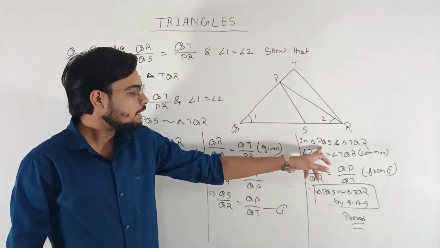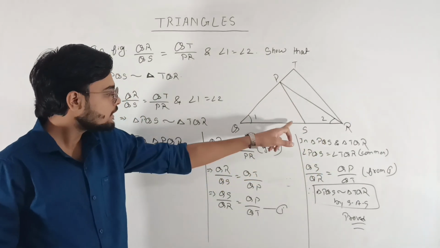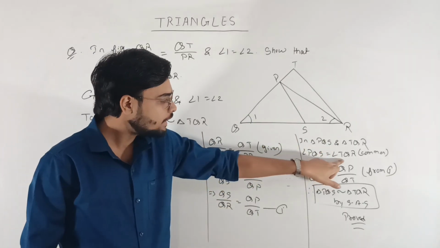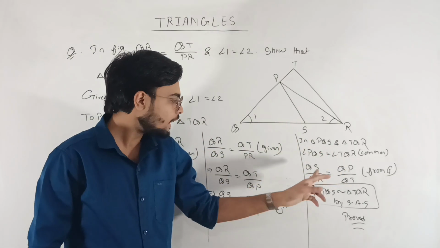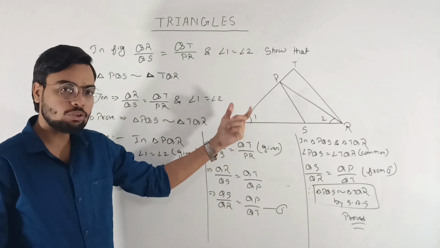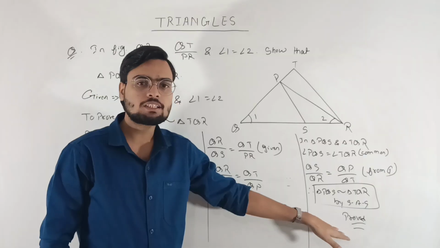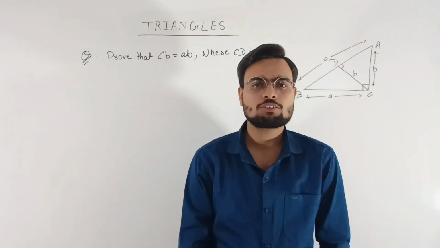Then I take triangle PQS and TQR, which we have to prove similar. Now angle PQS and TQR are common in both triangles and these ratios of sides which include the angles are proportional. Then these two triangles are similar by side angle side. Understood? Now let's see our next question.